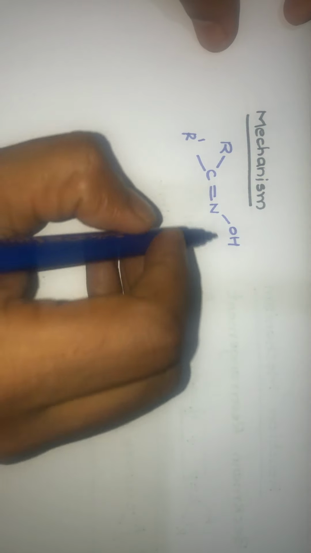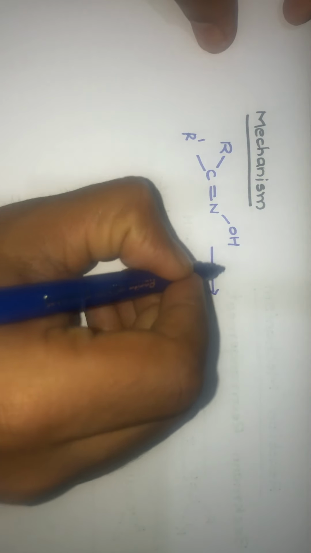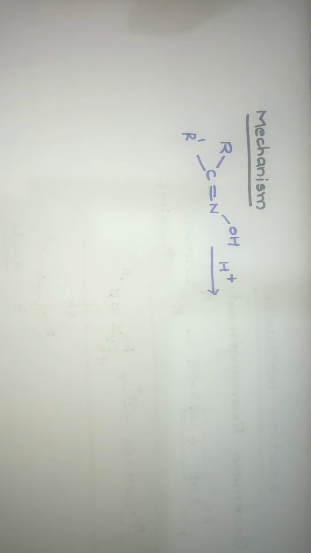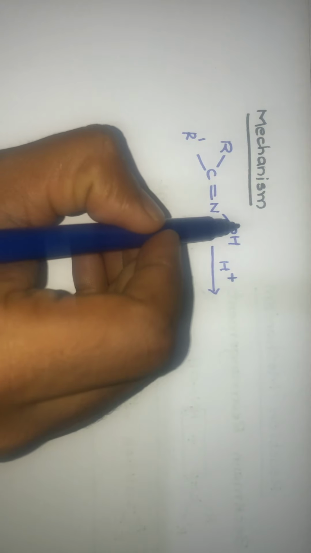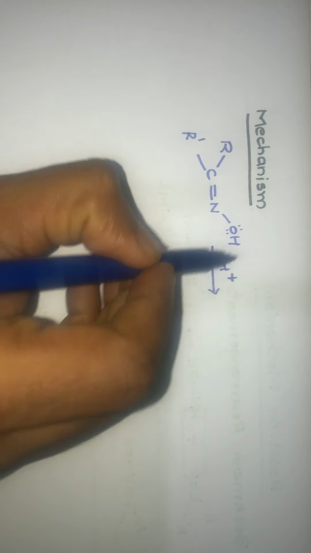Mechanism of this reaction. Ketoxime, R, R dash, and OH, this ketoxime in presence of H plus. See what happens now. This H plus protonates this oxygen because this oxygen contains lone pair of electrons.